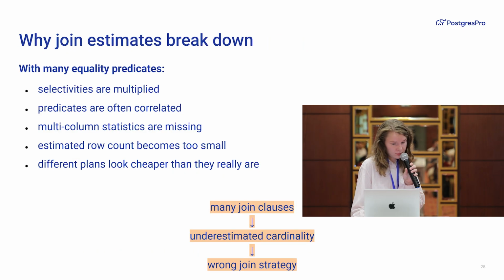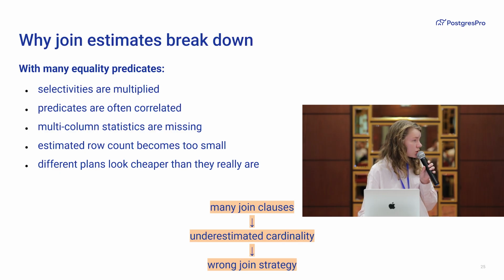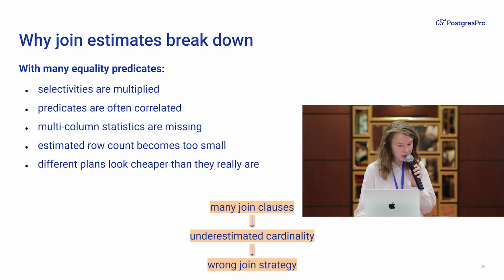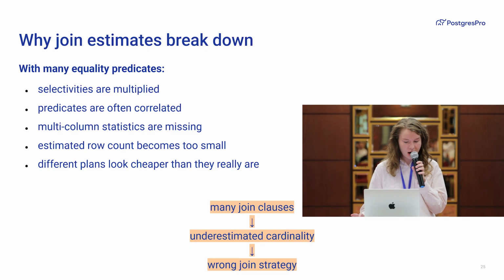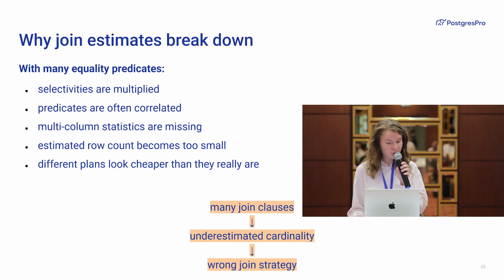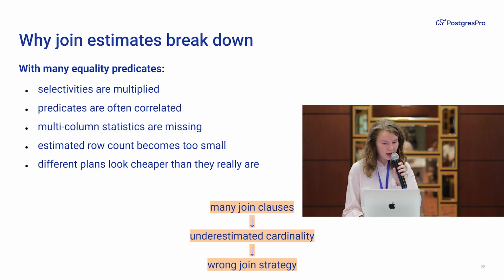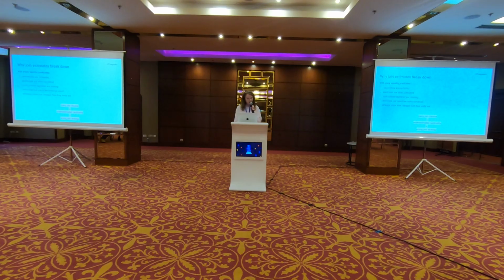So let's discuss why this happens. With many equality predicates, the planner has to estimate how selective the whole join condition is. A common problem is that selectivities are multiplied, and the final estimate becomes very small because of this. In real schemas, predicates are often correlated, and the planner may assume more independence than the data really has. Also, we often don't have statistics for large combinations of columns, like in the previous example. As a result, the estimated number of rows becomes too small, and strategies like nested loop or merge join may look cheaper than they really are.